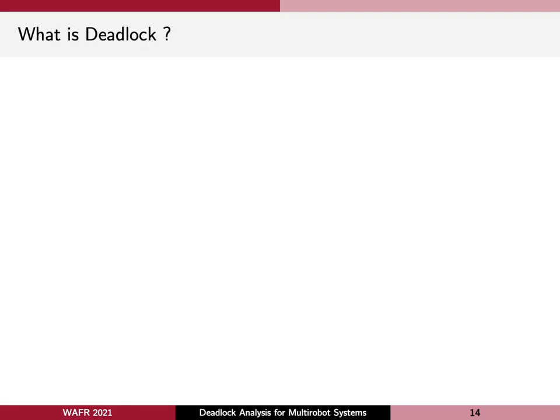Okay, so what is deadlock? Well, the definition is as follows. We say that a robot i is in deadlock if the optimal control u_i star is 0, the velocity of the robot is 0, but the nominal control u_i hat is not 0. So let's deconstruct this definition now to understand it better.